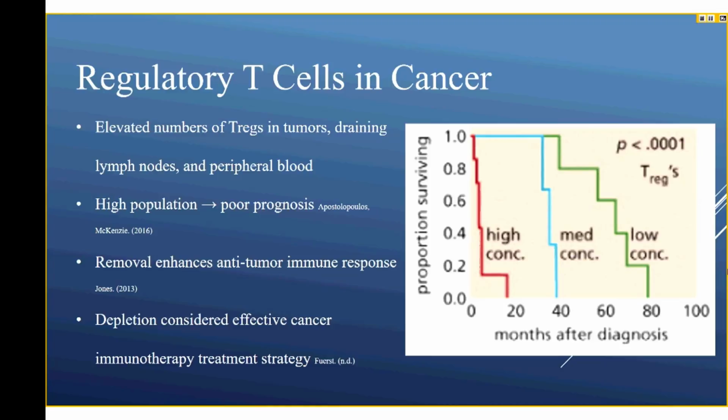So, following that up, a high population of regulatory T cells corresponds with poor prognosis in cancer patients. So the removal of regulatory T cells should enhance their anti-tumor immune response, and it does. Several studies conducted recently show that the depletion of regulatory T cells is actually considered an effective cancer immunotherapy treatment strategy for cancer patients.